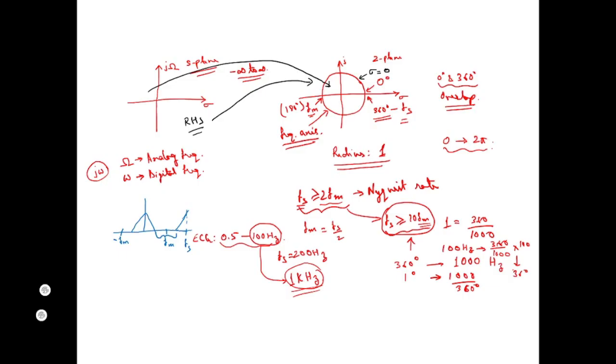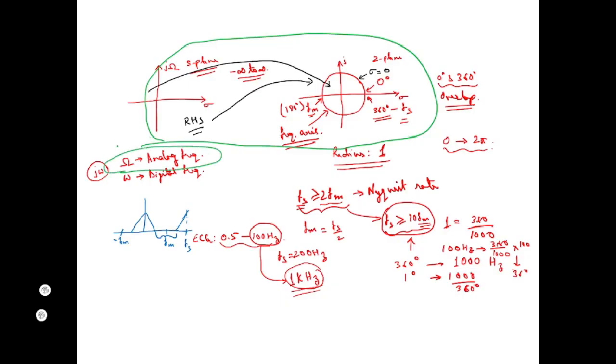So coming over here, in this case we have already discussed this parameter, where we looked into the mapping of the system. We have also discussed that while discussing analog frequency we use the capital omega, and for the digital frequency we will be using the small omega.